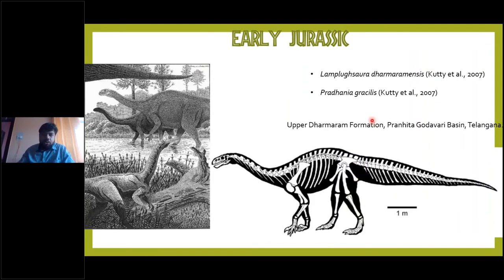And then we come to the early Jurassic. From the early Jurassic, we know of other prosauropod dinosaurs or basal sauropod dinosaurs, very basal or primitive sauropods. For example, Lamplughsaura and Pradhania, which are also known from the upper Dharmaram Formation of the Pranhita-Godavari basin, and this is their reconstruction.